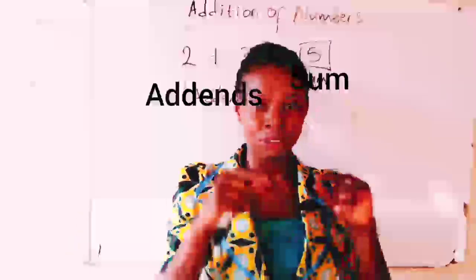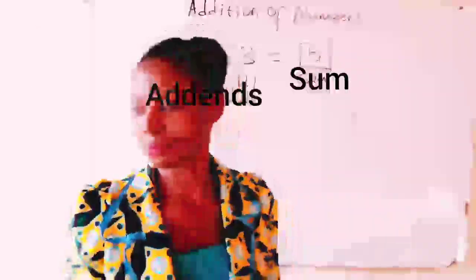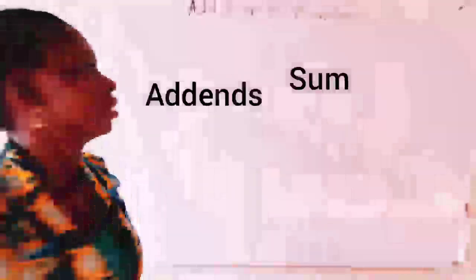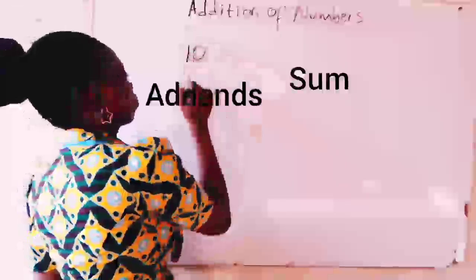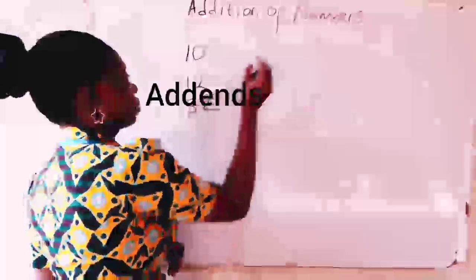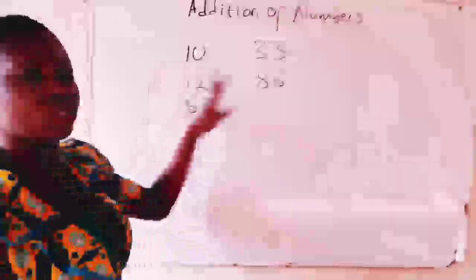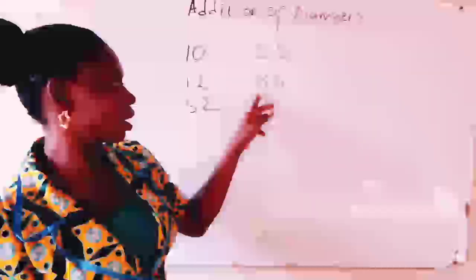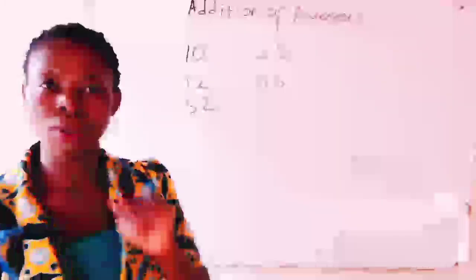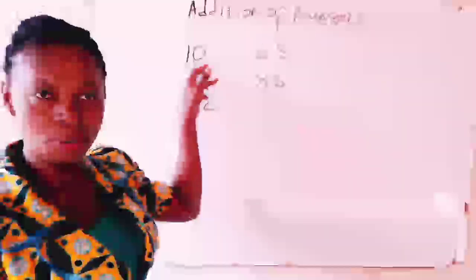Addition of 2-digit numbers. Numbers like 10, 12, 52, 33, 86. These numbers are called 2-digit numbers because they're made up of 2 digits. 8 and 6 make up 86. The digits 3 and 3 make up 33. 1 and 0 make up 10. So these are 2-digit numbers.